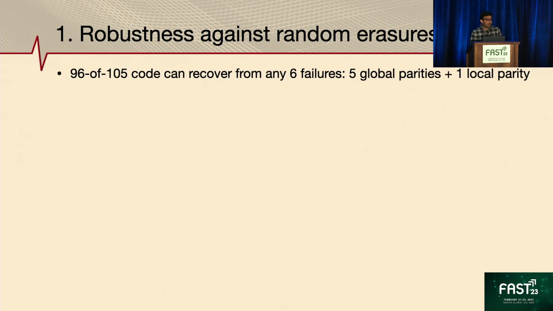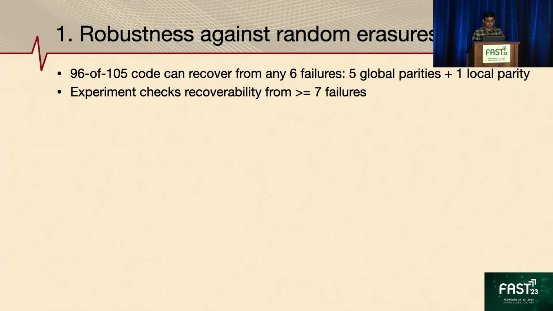So first, we look at robustness against random erasures. A 96 of 105 LRC can recover from any 6 failures, because you have 5 global parities and 1 local parity that can allow you to reconstruct any 6 failures.